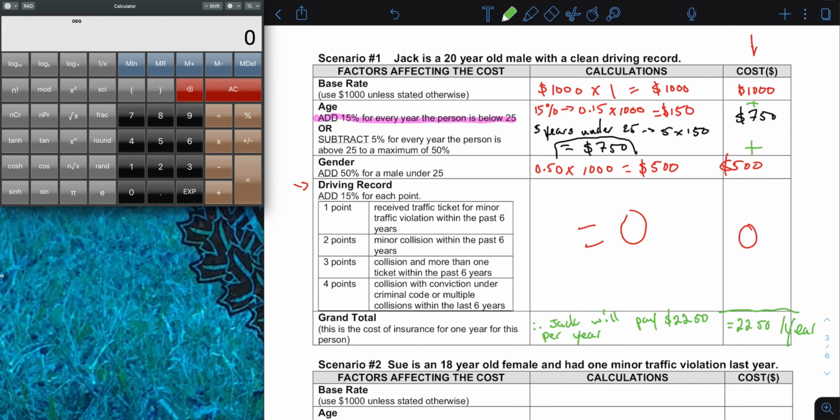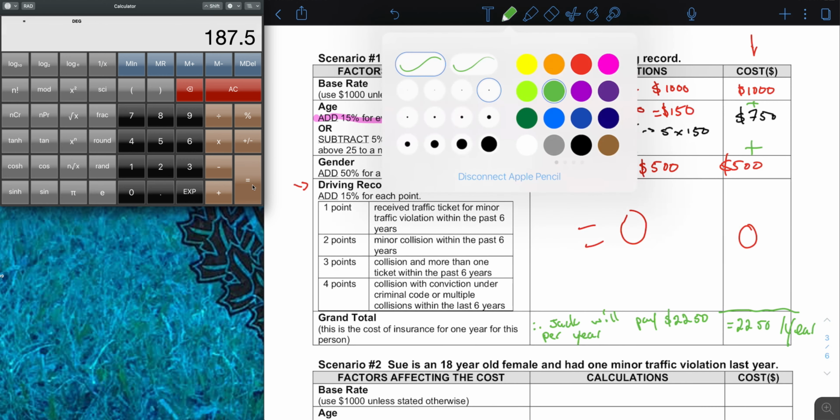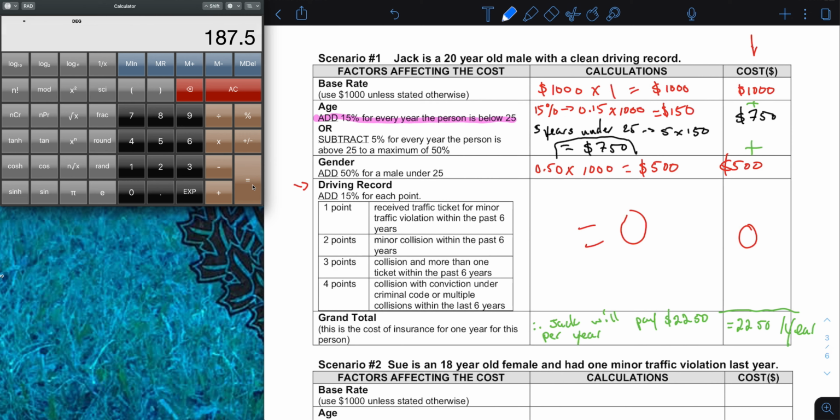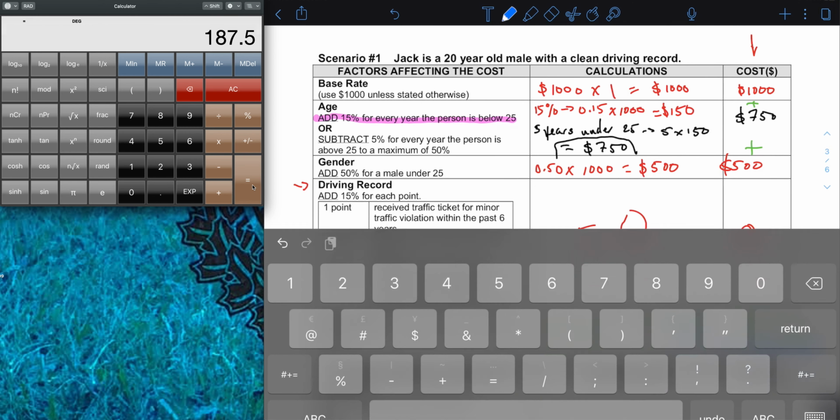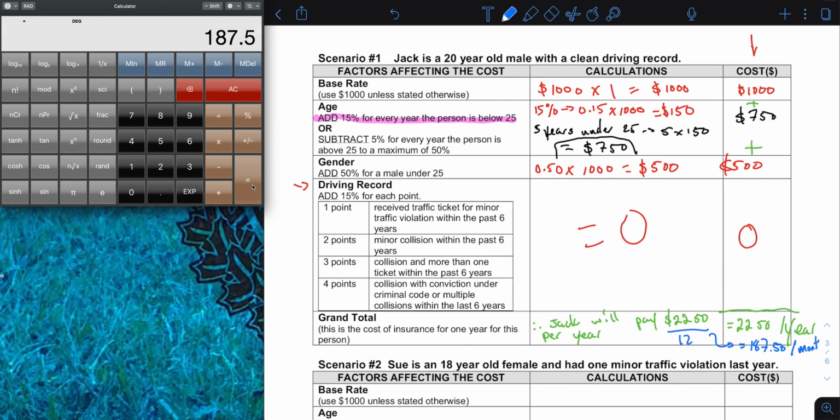Okay, if you really wanted to figure out what that would be per month, we could take how many months are in a year. There's 12. We could say $22.50 divided by 12, $187.50 per month. I'll put that in a different color so you guys can see it. Divided by 12 is going to give you $187.50 per month. Okay, you guys don't have to do that. That's just to give you an idea as to how much, if you were coming up with a budget, your insurance is going to cost you.